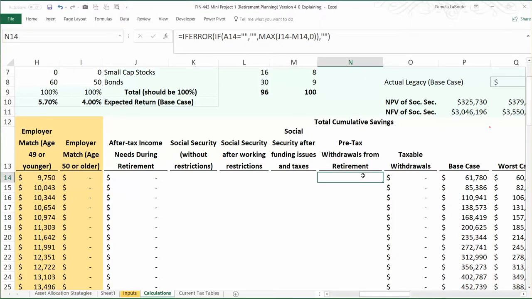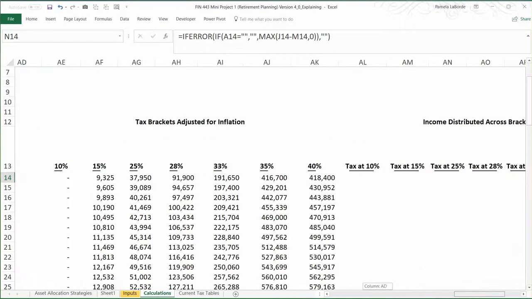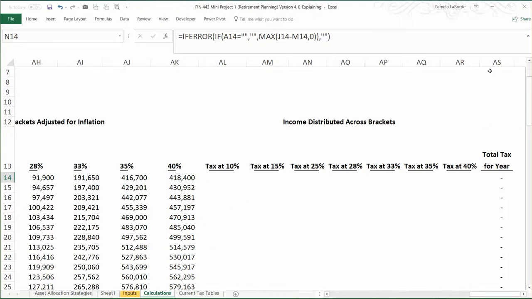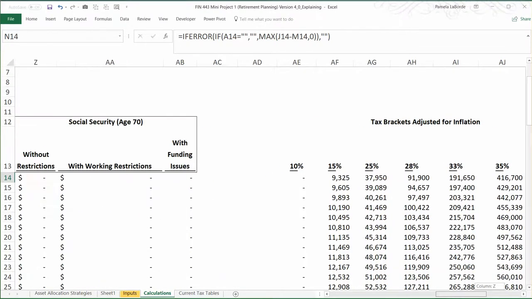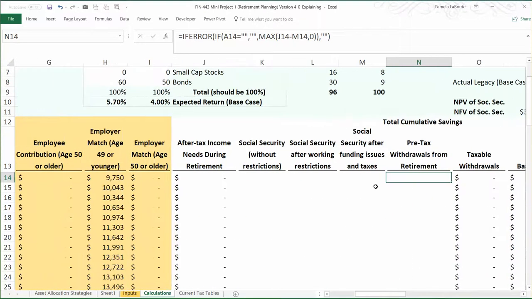Now I want to show you how to do most of the rest of the spreadsheet. So dealing with pre-tax withdrawal calculations, my tax bracket calculations, and then my income calculations over here, starting in column L. And then finally in column AS, I calculate my total tax that I will owe for the year. Here's where some circular references become involved, which I'll explain in a bit.